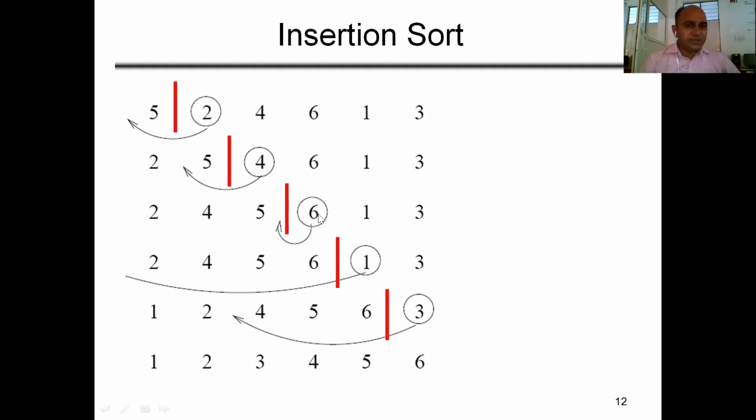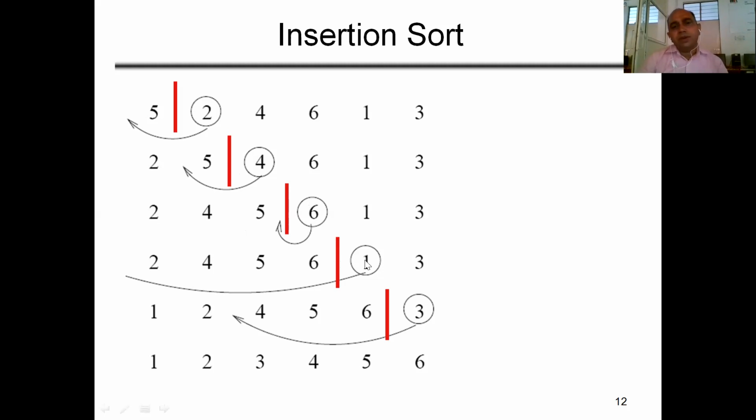Our next key is 6. We have to compare 6 with 5, then with 4, then with 2. We know that 6 is greater than 5, so 6 cannot be shifted to the left of 5. It will remain right of 5. So 6 will be fixed here. Now our four elements are sorted. This is our border line.